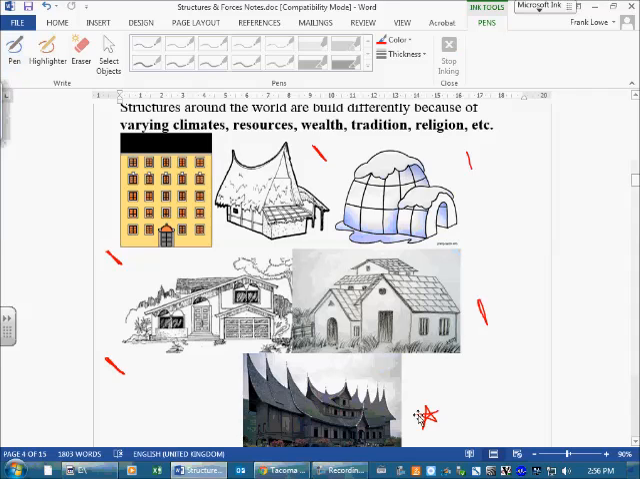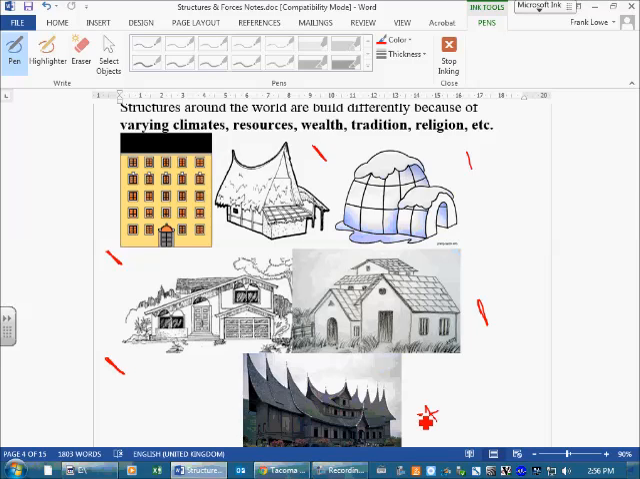So there are some different things that will influence why we build a home the way we do. I want you to pause here and think: what are some things that would cause people to build these buildings so differently? Why don't they all look the same? What are some things that would influence that? So here are some of the reasons.